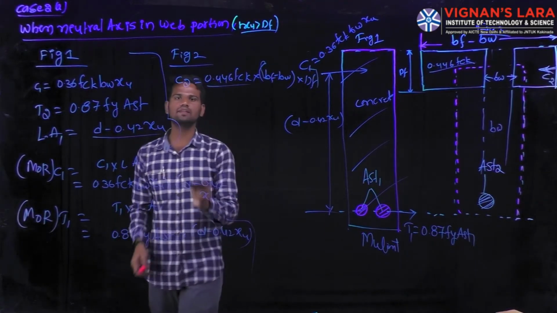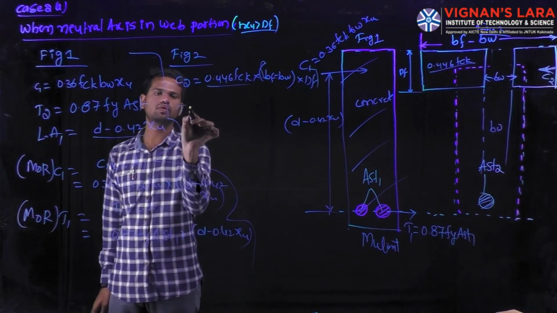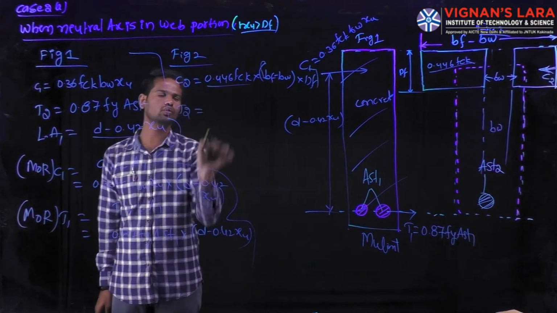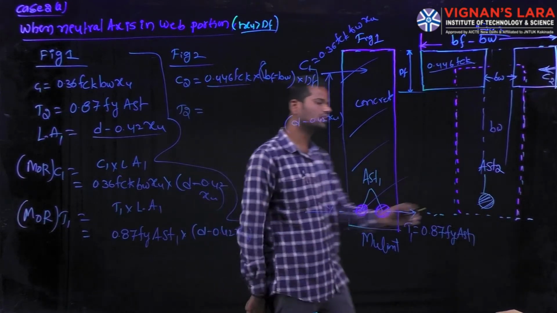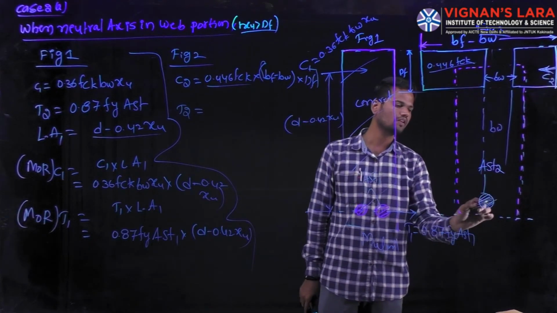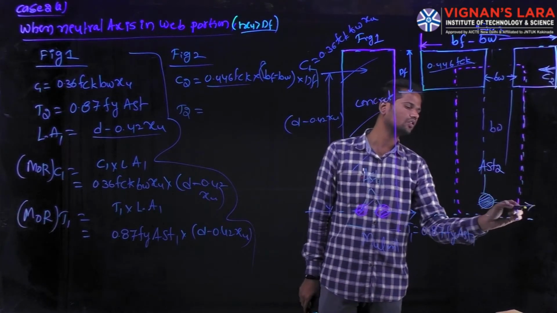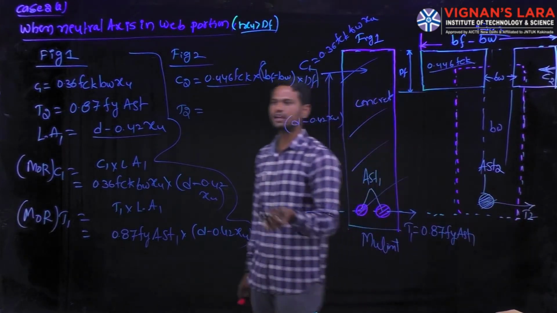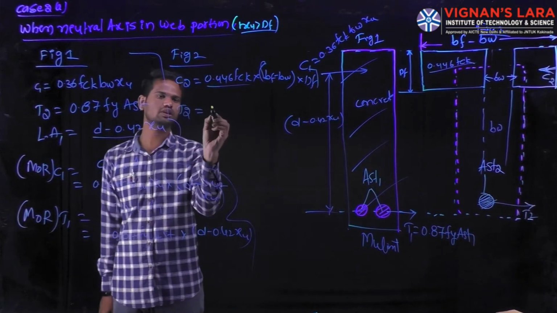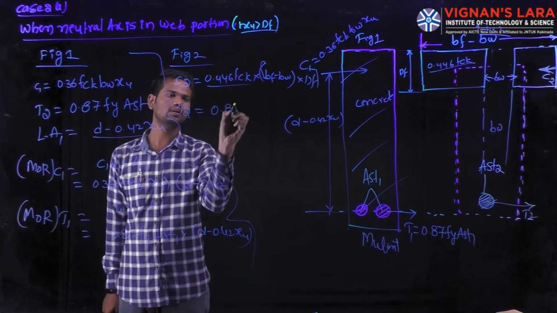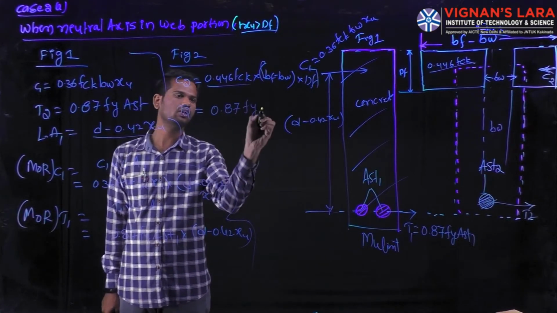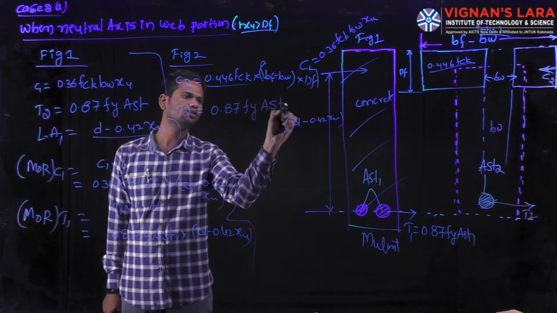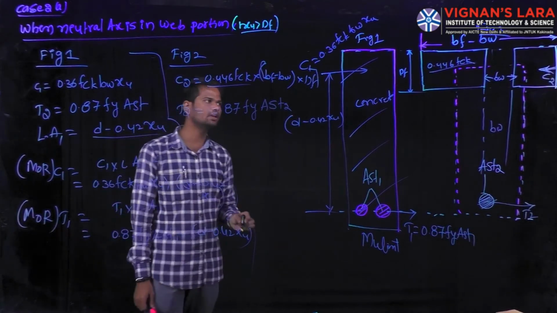Next we are having the total tangential force. The total tangential force T2 is equal to, here this is the one more steel bar we are having. For this we have to calculate the total tangential force T2. Again, T2, the total tangential force, equals 0.87 into Fy into AST into 2.